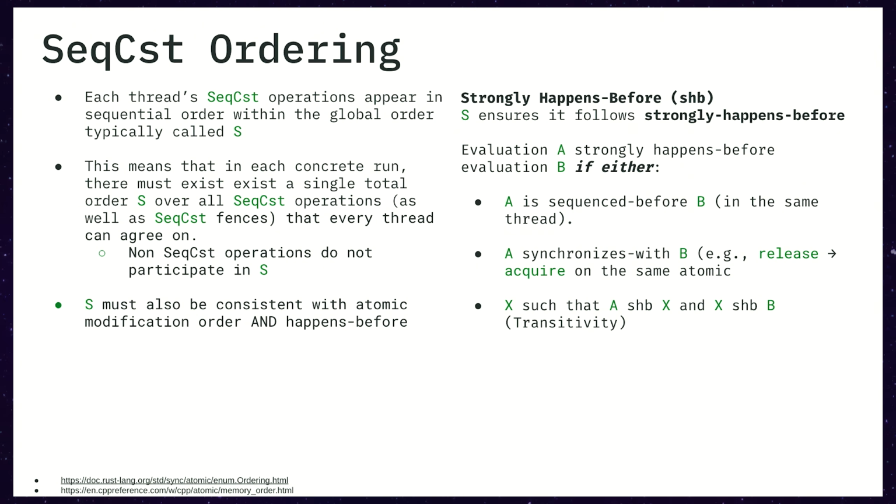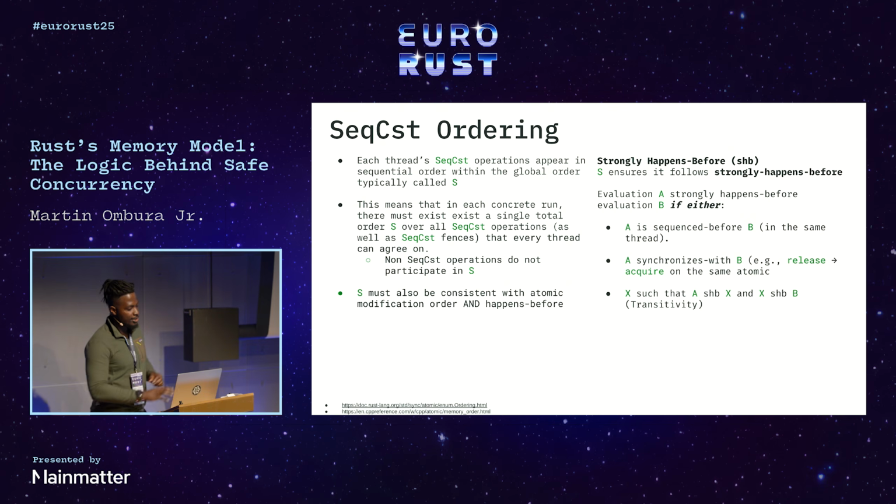And then you have sequential consistency. In sequential consistency, each thread's execution creates a global order, which is typically called S. This means that in each concrete run, there must exist a single total order S over all sequentially consistent operations. This includes every single variable that uses sequential consistency. You now have this global order. S must also be consistent with atomic modification order and happens-before, which we talked about earlier. There's also this notion of strongly happens-before, which was introduced later into the C++ spec, and Rust also acquires it, which hardens sequential consistency.